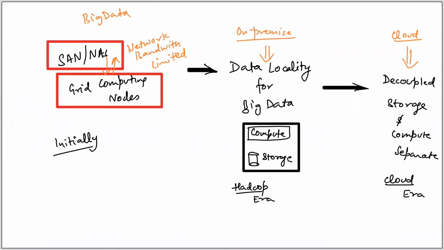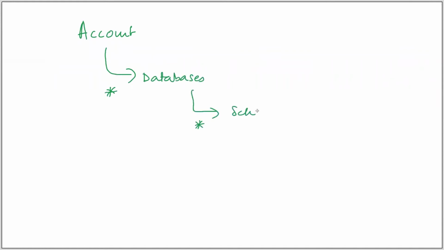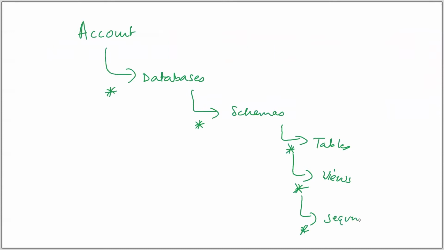Snowflake organizes the data in this manner. In Snowflake, we have an account. Within the account, we have multiple databases. Within databases, we have multiple schemas. Within schemas, we have multiple tables and views and stored procedures and many other things. So these are views and sequences and stored procedures. These are all DB objects.